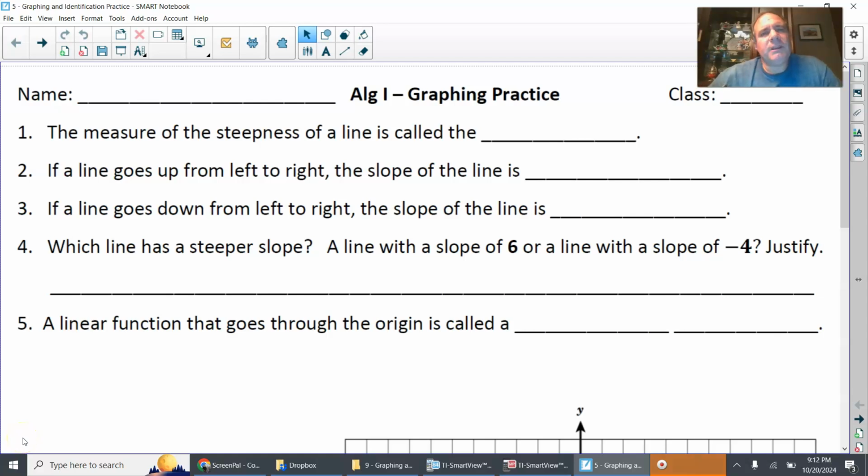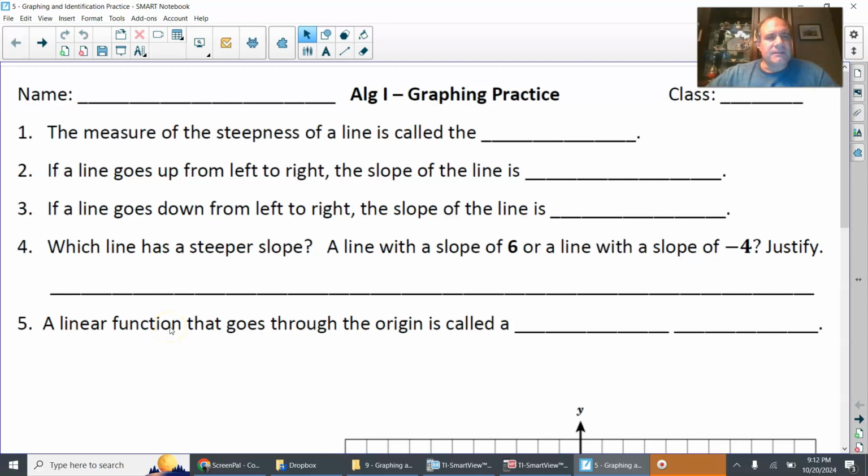Hello everyone, we are going to practice graphing, identifying slope, identifying the y-intercept. We're going to go through everything as far as the slope-intercept form of a line. Let's get right to it. Algebra 1, here we go, graphing practice.